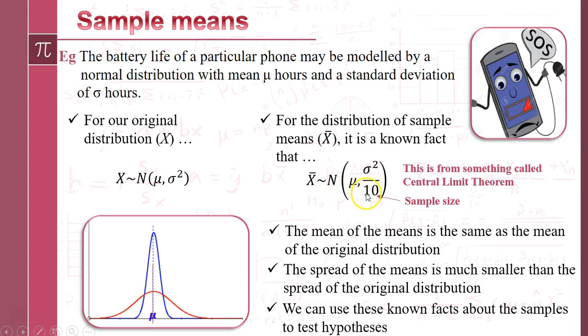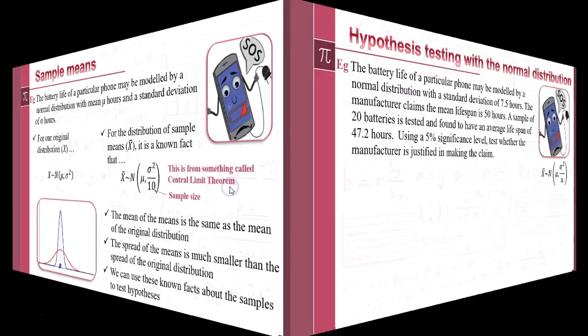this fact that this is a known fact about the sample means, and that's what we're going to be using to determine whether or not our hypothesis is going to be true or not. So that's how we're going to test our hypothesis. So let's see how we can use this.